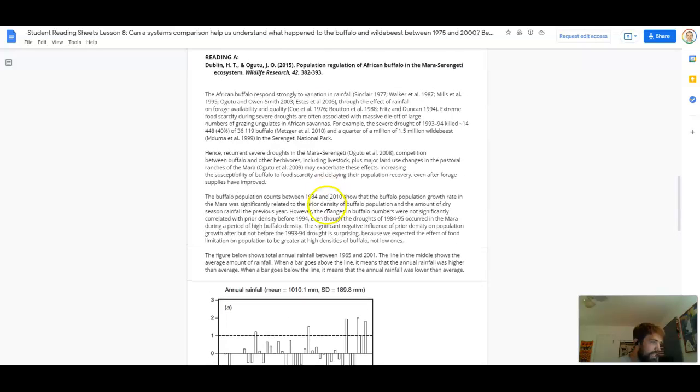And then I'm going to read this reading out loud and kind of highlight it, so follow along with me, okay? The African buffalo respond strongly to variation in rainfall. So I would probably highlight that. Through the effect of rainfall on forage availability and quality. Extreme food scarcity during severe droughts is often associated with massive die-off of large numbers of grazing ungulates in African savanna. This just means hoofed animals, okay?